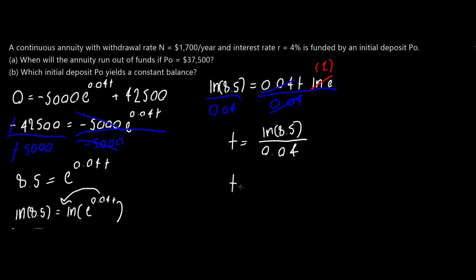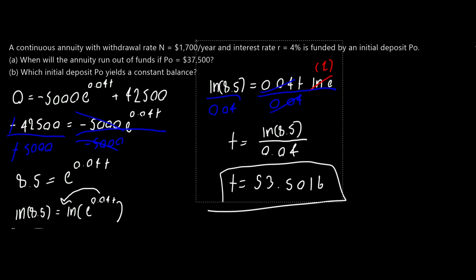So if you plug this into a calculator, you're going to get t equaling 53.5016, and then it keeps going, but it doesn't really matter. You could round at whatever point you'd like. So what this means is that it's going to take about 53.5, if you want to round up, about 54 years for our funds to run out if our initial balance was $37,500. So there's your answer for part A.